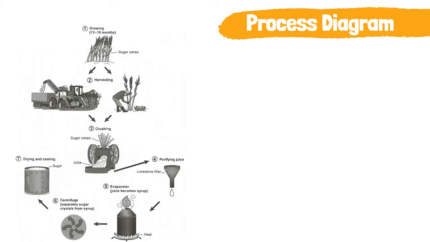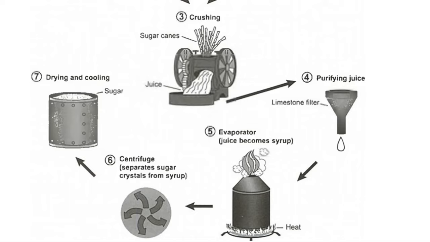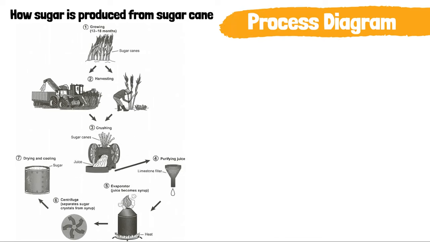Today we're going to talk about how to describe a process diagram. Let's look at this diagram in Cambridge IELTS 16 Test 2, Writing Task 1. So the diagram is about how sugar is produced from sugar cane.